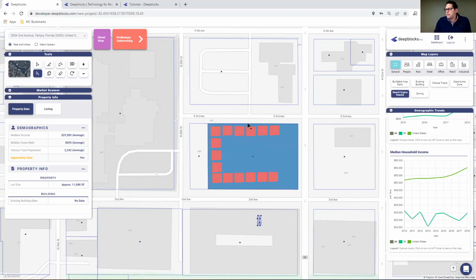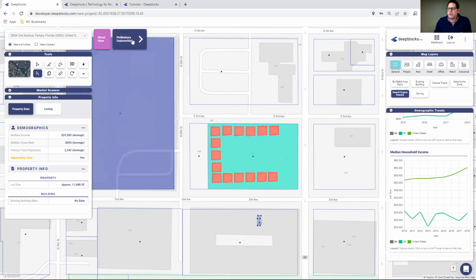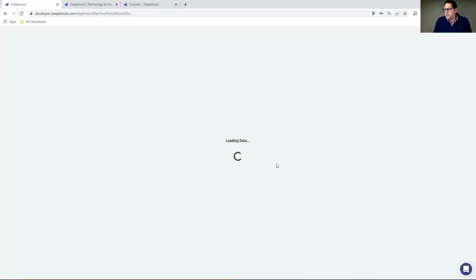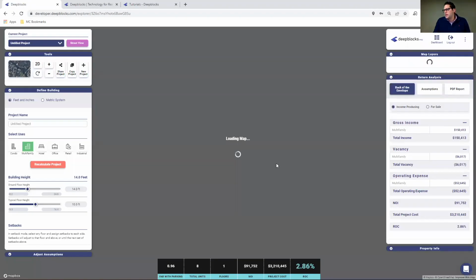piece of land. Now we'll go into our preliminary underwriting, and our 3D modeling and massing, the Explorer interface of Deepblocks. We're going to select multifamily. We're just going to do a 1 for FAR. And now our software is computing and designing these 3D models.